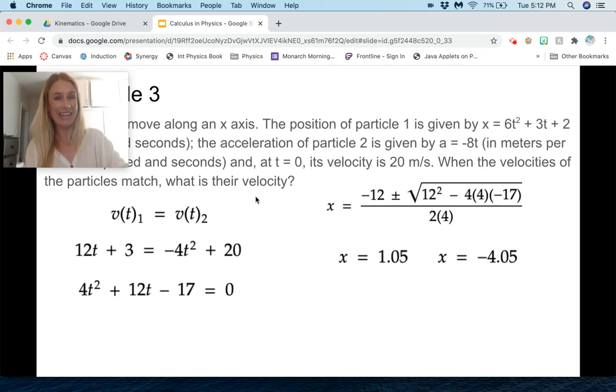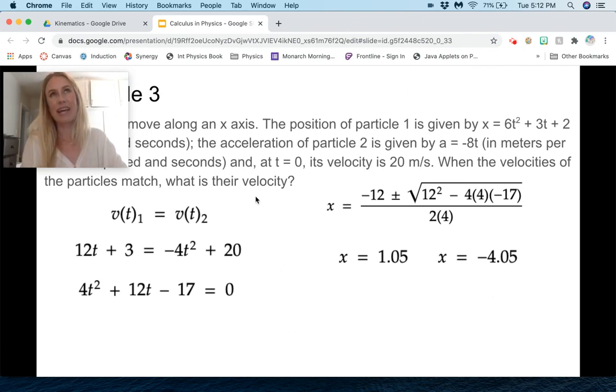If you said the negative, you're correct. Okay. Yes, we throw out the negative 4.05. Why do you think that is? Think about what x is in the quadratic formula. I just told you. Remember, x is time. It doesn't really make sense to have a negative time.